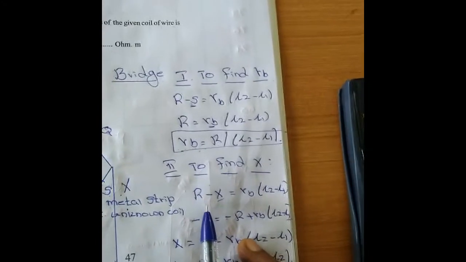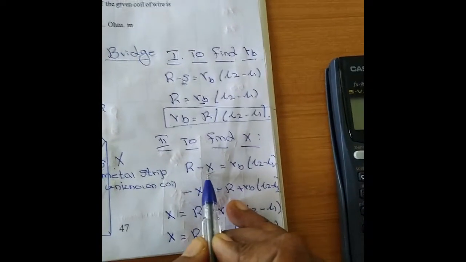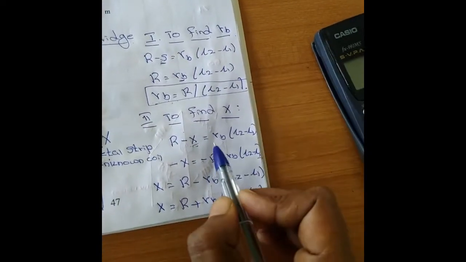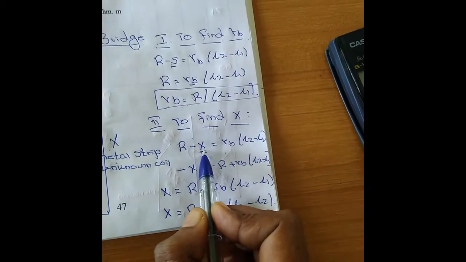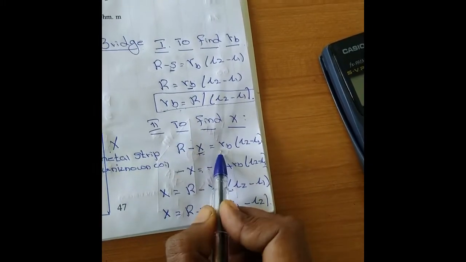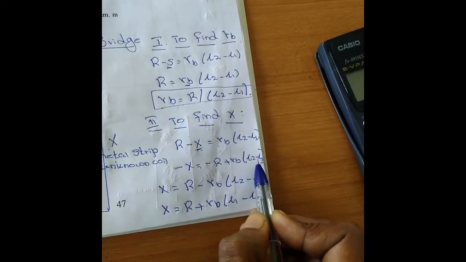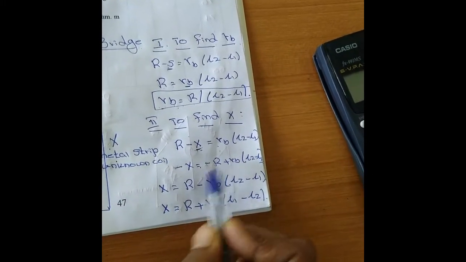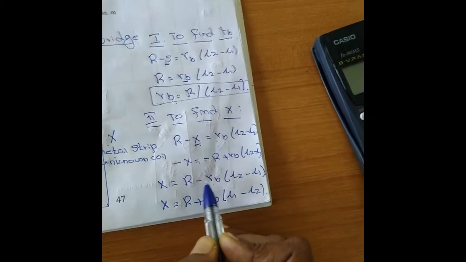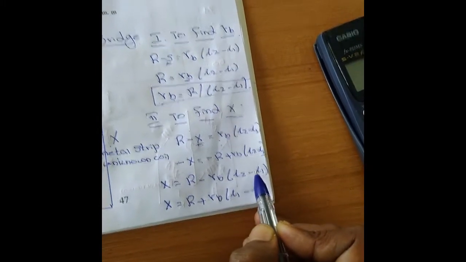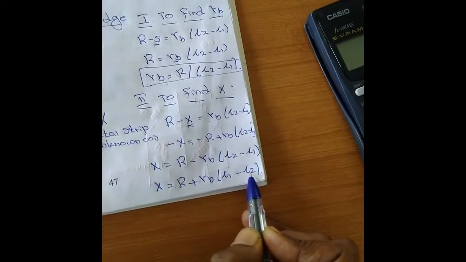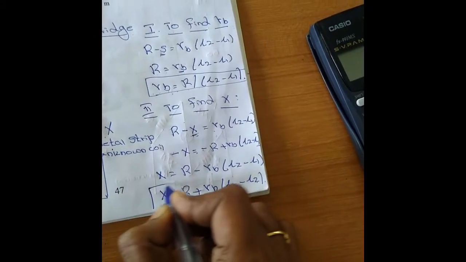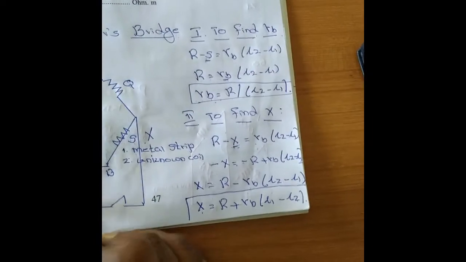And again the formula here to find the unknown resistance is R minus X. In the place of S now we have our unknown resistance X. So R minus X is equal to RB into L2 minus L1. And we need to find the value of the unknown resistance. So minus X is equal to, when R goes to the other side, minus R plus RB into L2 minus L1. Changing the sign, X is equal to R minus RB into L2 minus L1, or we can write X equal to R plus RB into L1 minus L2. So this is the second formula to determine the value of an unknown resistance using Carey Foster's bridge.